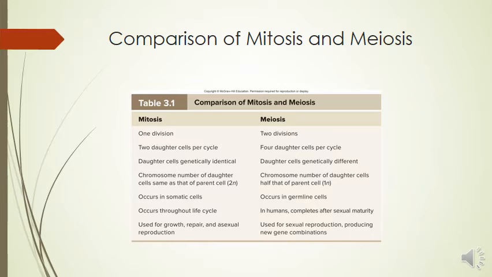Mitosis occurs in somatic cells, whereas meiosis occurs in germline cells. And we find that mitosis occurs throughout the life cycle, but in humans, meiosis does not start until we get to sexual maturity. Mitosis is used for growth and repair and asexual reproduction, and meiosis is used for sexual reproduction, producing new gene combinations.